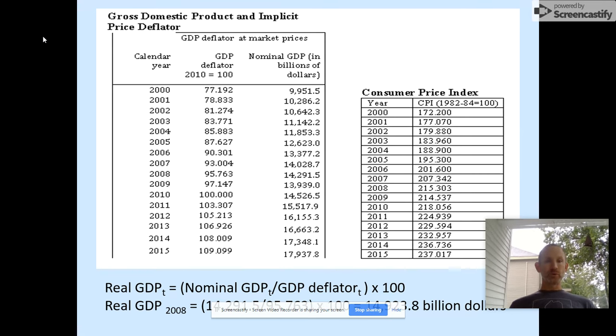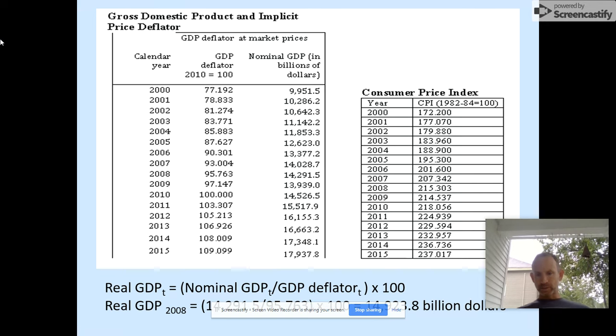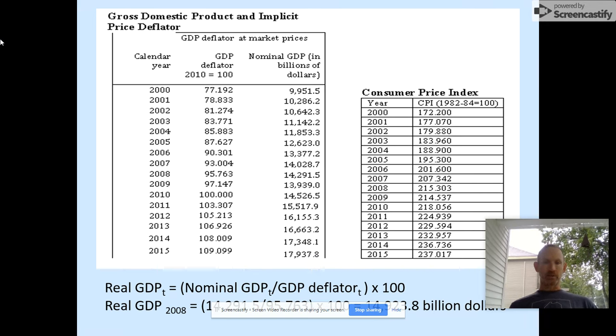To calculate real GDP from that, you take the nominal GDP divided by the GDP deflator for that year. There's an example at the bottom, and I won't go through the math, but nominal GDP, you can see on the table for 2008, was 14,291.5. That's actually $14.291 trillion. Real GDP was $14.9 trillion.